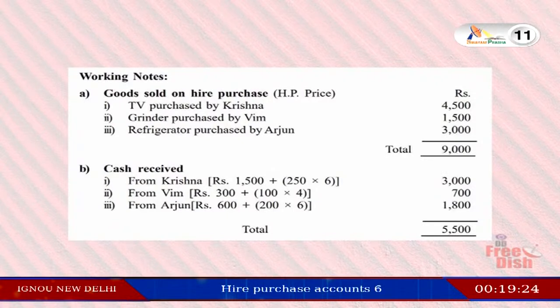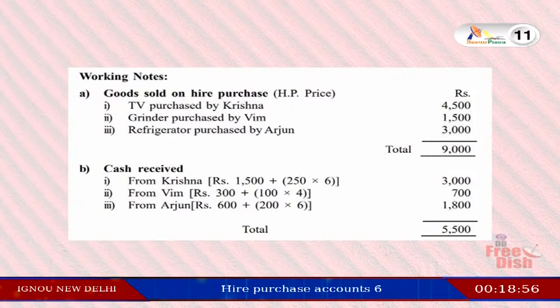Grinder has been sold against 1,500, so 4,500 against 3,000. So total sales is 9,000. So here 2 goods sold on hire purchase 9,000, total is 9,000. So by cash received 5,500. So it can easily be calculated here.